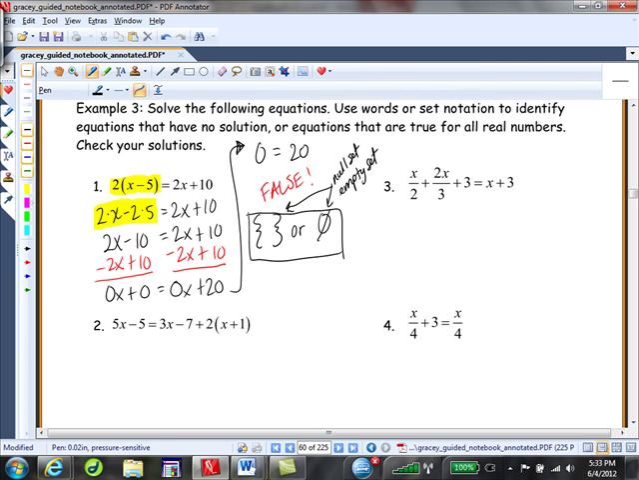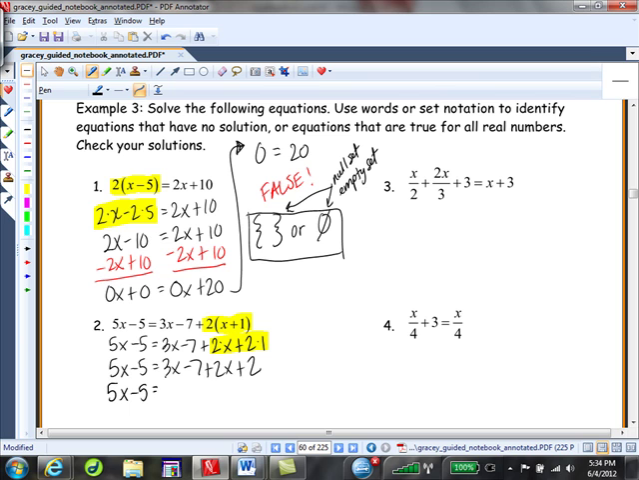Notice that we're going to need to apply the distributive property there. So we'll get 5x minus 5 equals 3x minus 7 plus 2 times x plus 2 times 1. Here's the result of the distributive property. Cleaning it up, we will get 2x plus 2 at the end. And then we can combine some like terms on the right side. 3x plus 2x is 5x. Negative 7 plus 2 is negative 5.